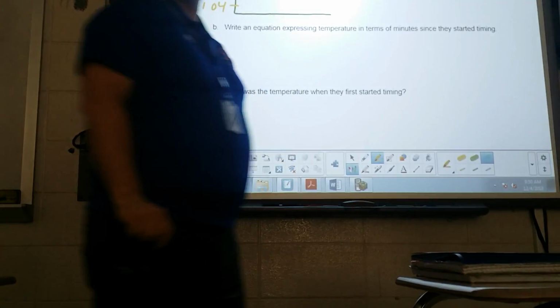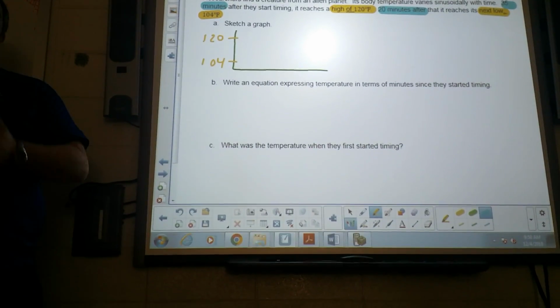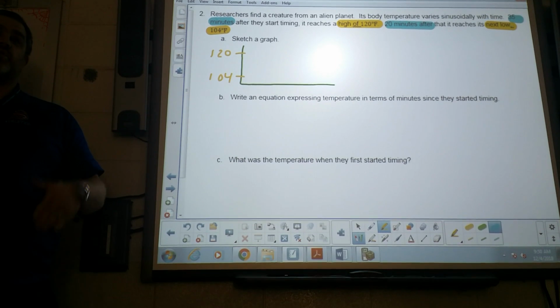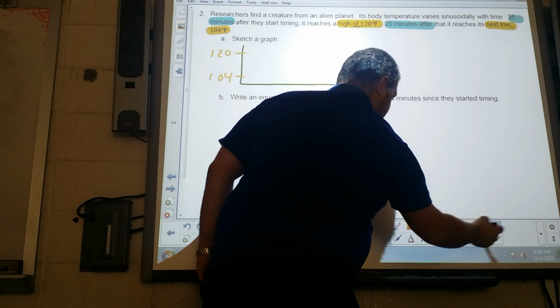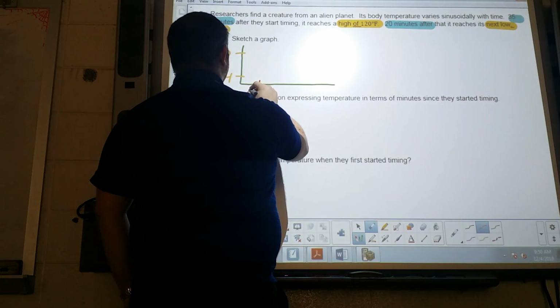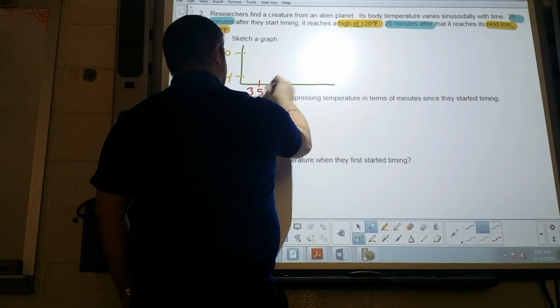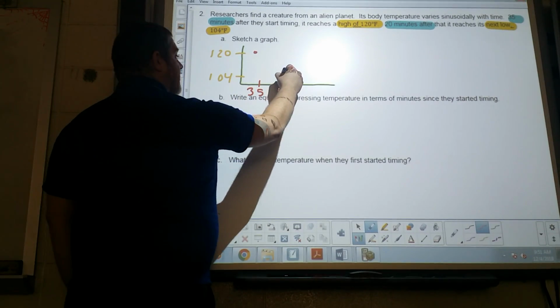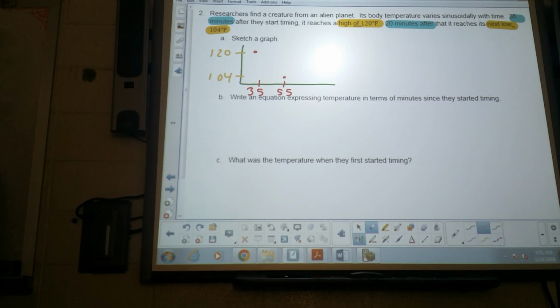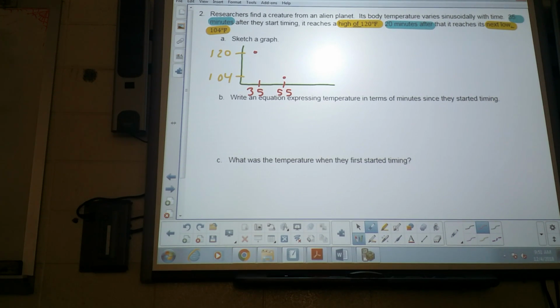20 minutes after. So if 35 minutes is one of your times, what would 20 minutes after that be? That makes sense. So at 35 minutes, it's at the high. 20 minutes later, it's at the low. Is that enough so far to do the problem?